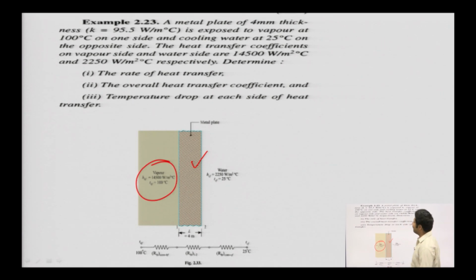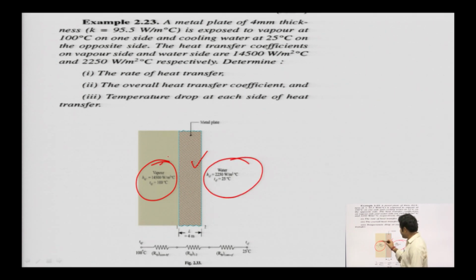Here it is vapor. The metallic plate of 4 mm thickness is exposed to vapor at 100 degrees Celsius. This vapor is open, and it is the ambient on this side of the wall. The other side of the wall is water. So one side is vapor and the next side is water, with cooling water at 25 degrees Celsius on the opposite side.